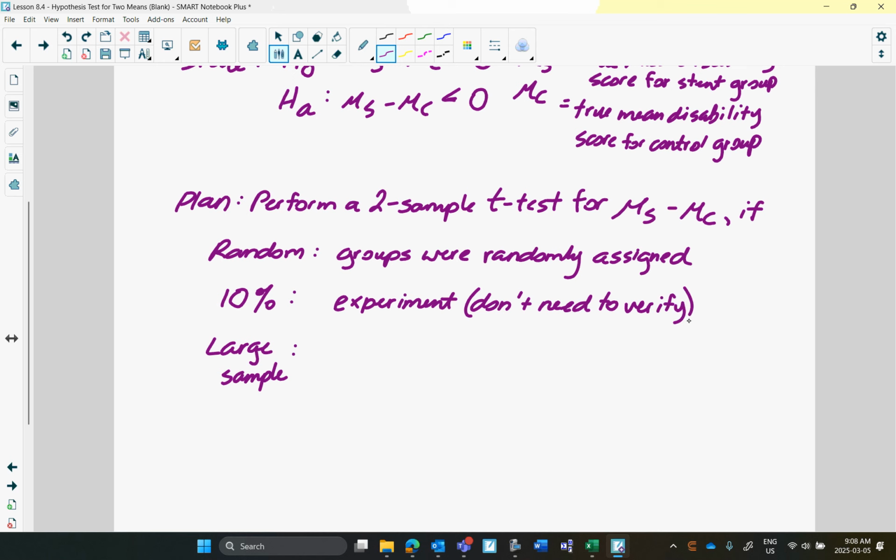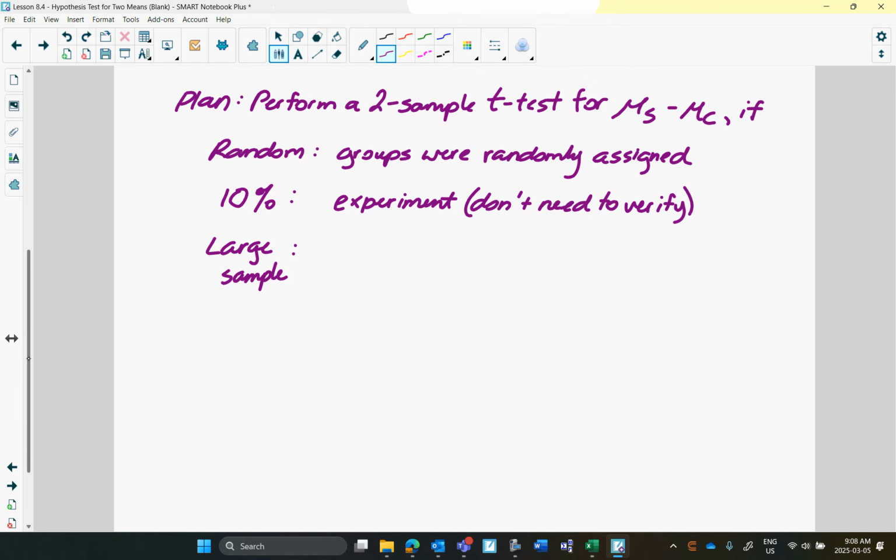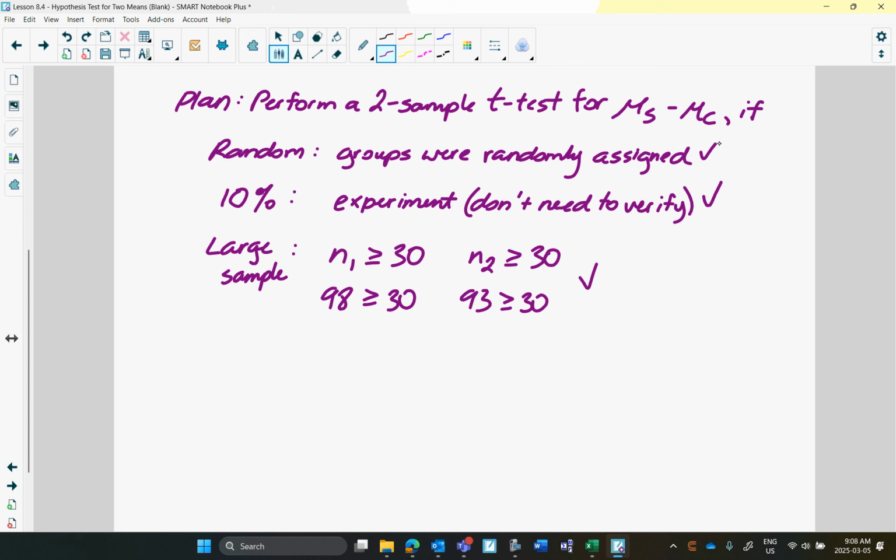And then the large counts. Large sample: is the first group sample size greater than or equal to 30? Yes, because it was 98. For the second group, it was 93, which is greater than or equal to 30. Therefore, we can continue. And now we continue with the graphing calculator.